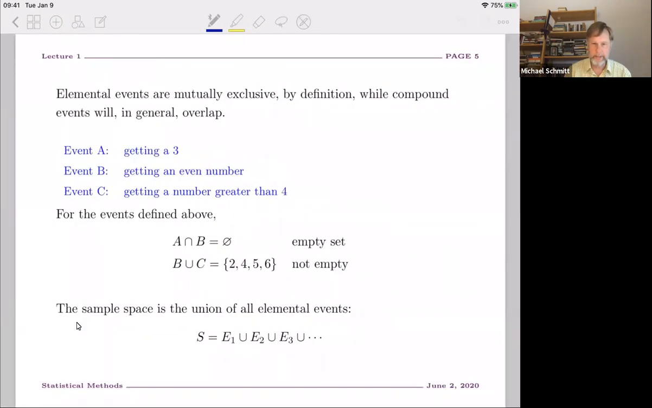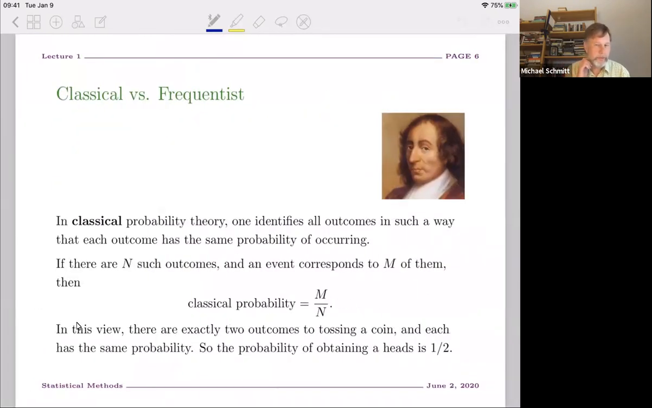Okay. Now, with this picture in mind of throwing a die, for example, I want to say a little bit about classical and frequentist probability theory. So the classical approach, due to Lagrange, for example, Laplace, is that you sort of identify all the possible elemental outcomes in such a way that each outcome has the same probability of occurring. So if you flip a coin, there are 2 possible outcomes and they both have 50% probability of occurring.